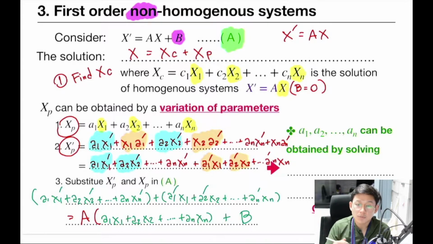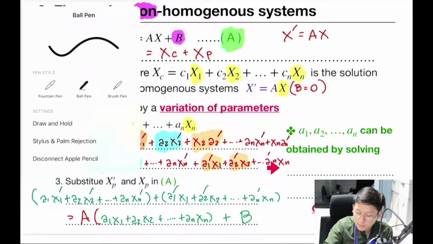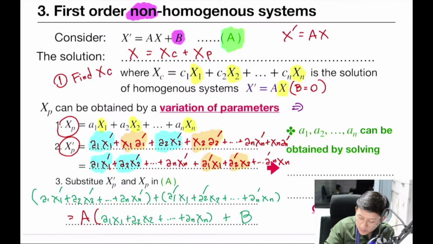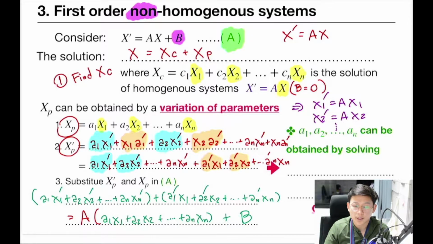And guys, because x1, x2, x3 until xn are solutions when the systems are homogeneous, what does that mean? It means that x1 prime is actually A x1, x2 prime is actually A x2, and so on. So if you look here at this, x1 prime is actually the same as A x1.